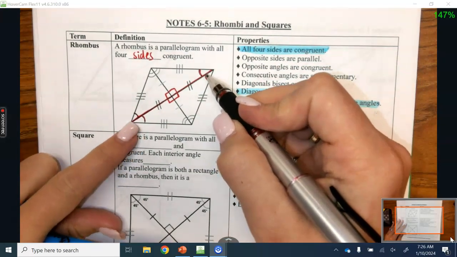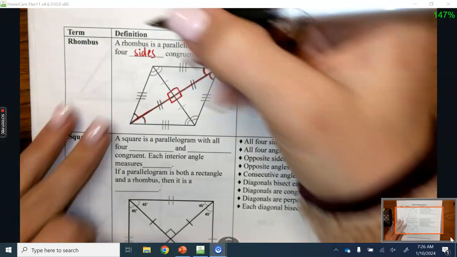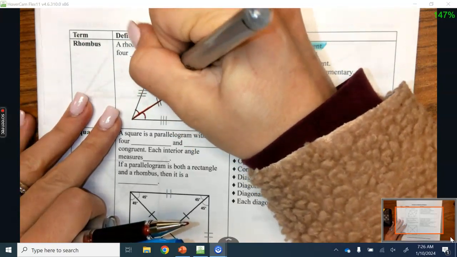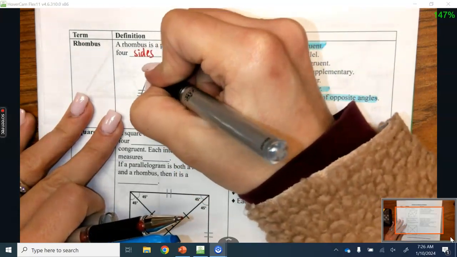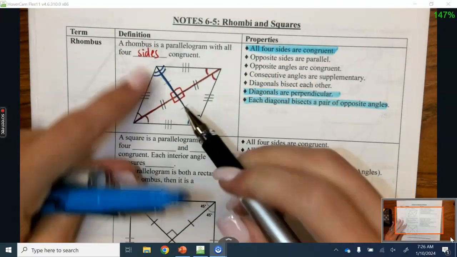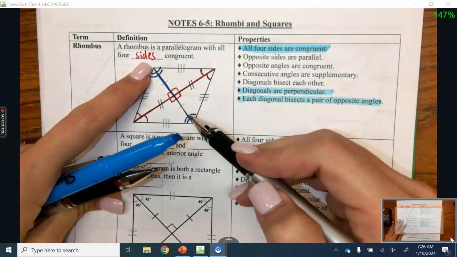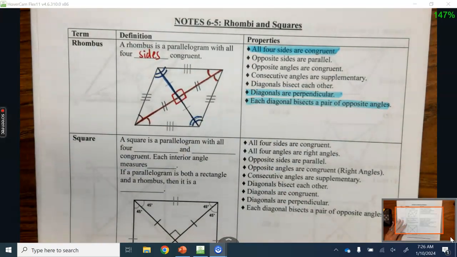Okay, and now these opposite angles are getting bisected. All right, and then same thing for this diagonal. It is bisecting this opposite angle. Okay, it does not mean that these angles are congruent to these angles. It just means that now these opposite congruent angles are also getting split in half.